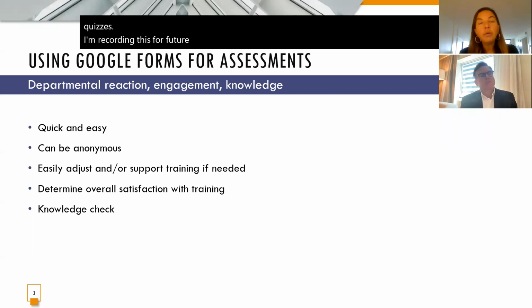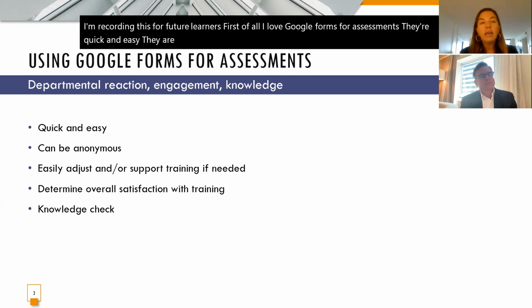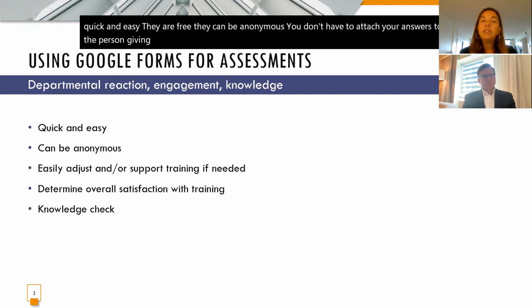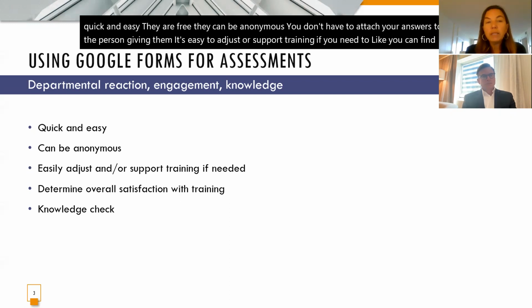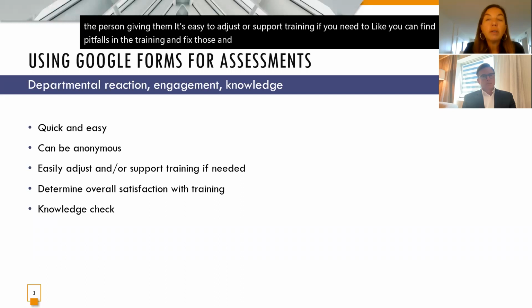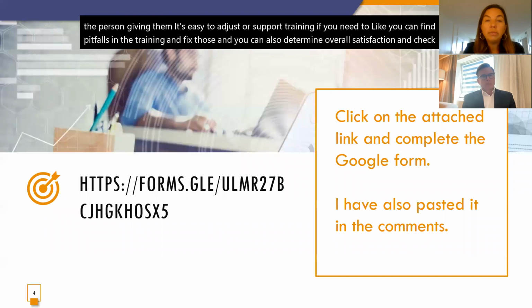First of all, I love Google Forms for assessments. They're quick and easy. They are free. They can be anonymous. You don't have to attach your answers to the person giving them. It's easy to adjust and or support training if you need to, like you can find pitfalls in the training and fix those. And you can also determine overall satisfaction and check your learner knowledge.